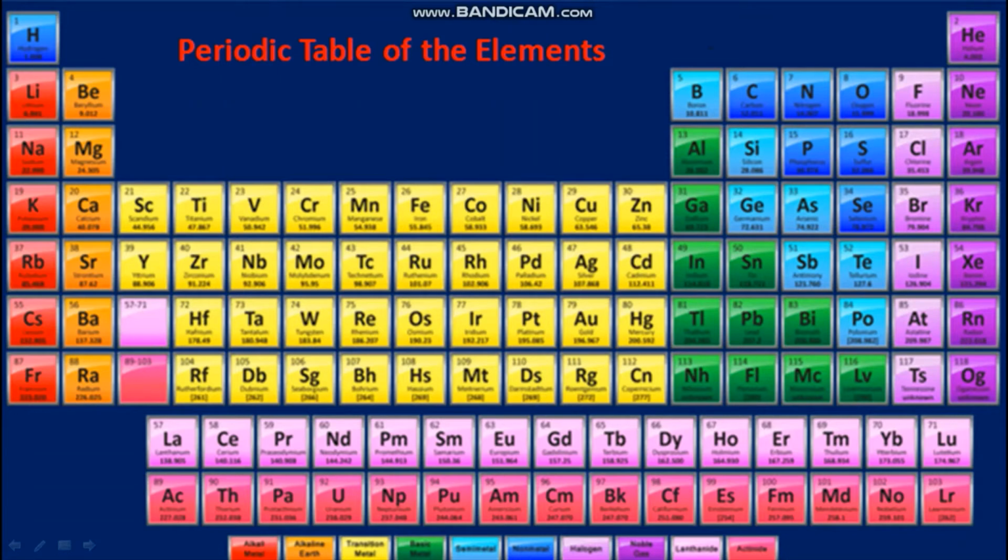Now, with 118 elements, they have to be organized in a way that makes it easier for us to understand how they work and what their properties are. The way elements are structured in an organized way is called a periodic table, as you can see here. Each element is displayed individually with a chemical symbol, which I will talk about later in the video.